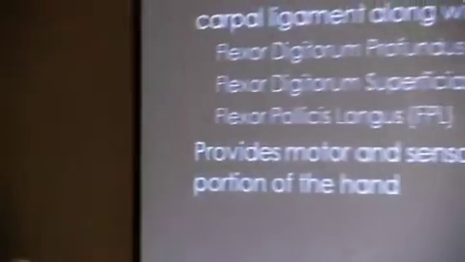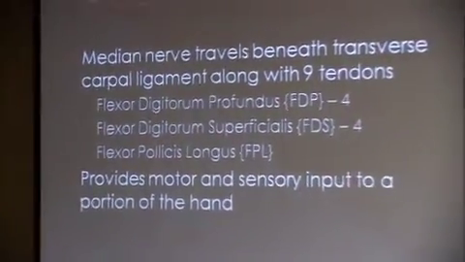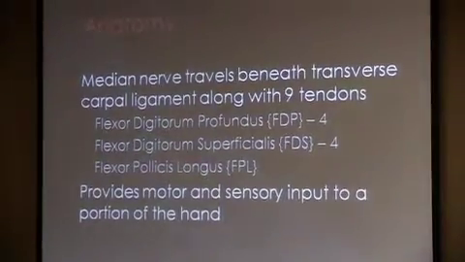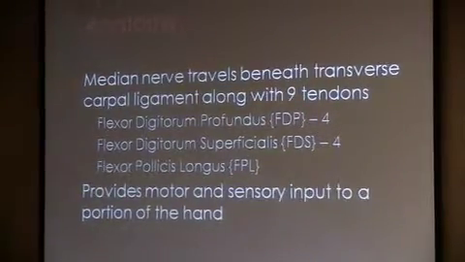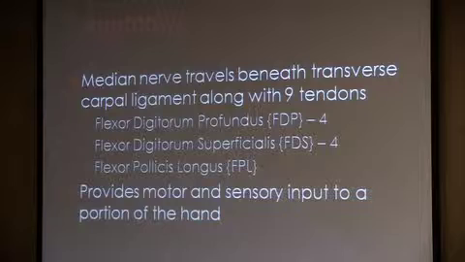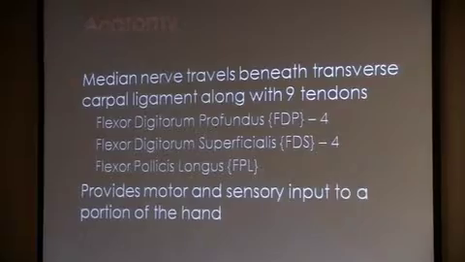So a little bit about the anatomy. What is the carpal tunnel? The median nerve travels beneath the transverse carpal ligament, which is what I showed you before, really with 9 other tendons. So there's 4 tendons of the flexor digitorum profundus, 4 tendons for the flexor digitorum superficialis, and the flexor pollicis longus. So those are 9 in total.